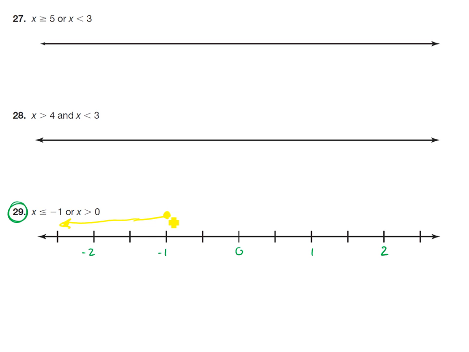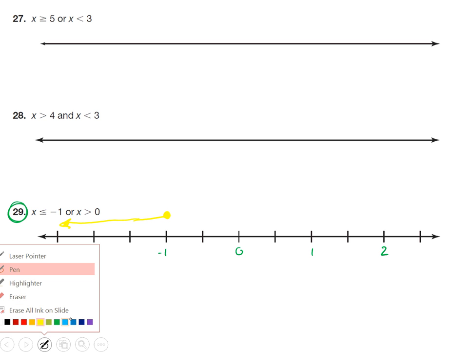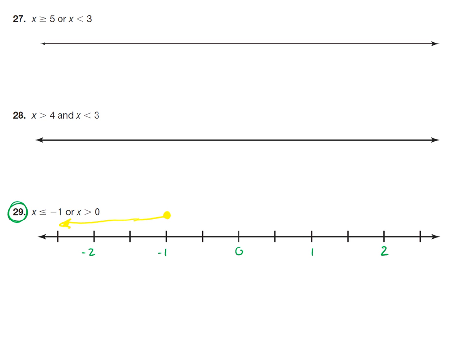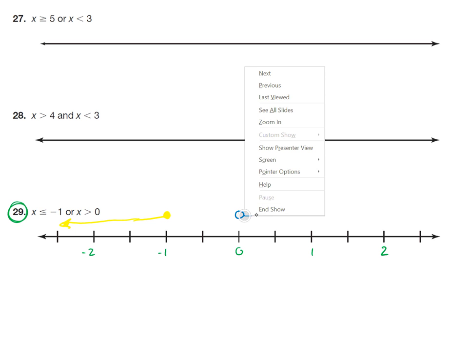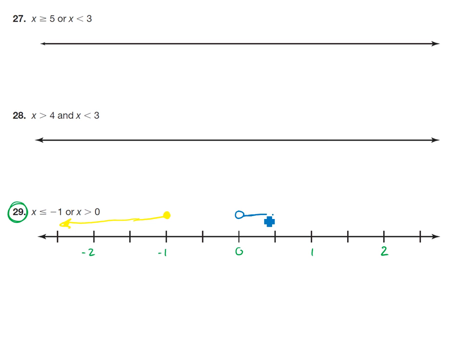And then the other one is, or, x's are greater than 0. And I'm going to grab a nice blue color for that. X's are greater than 0. And that's an open boundary point, and it goes this direction. I've got to be quicker with that. And it goes this direction.